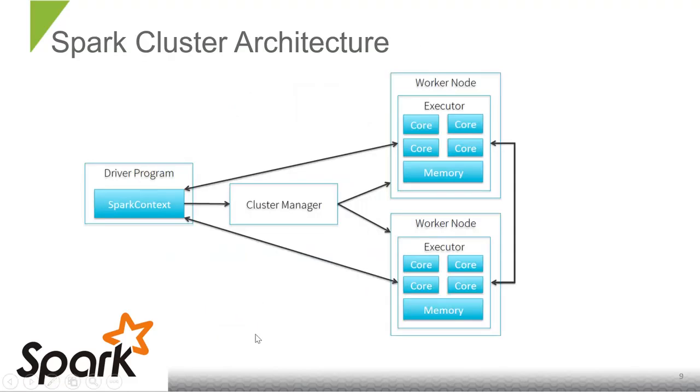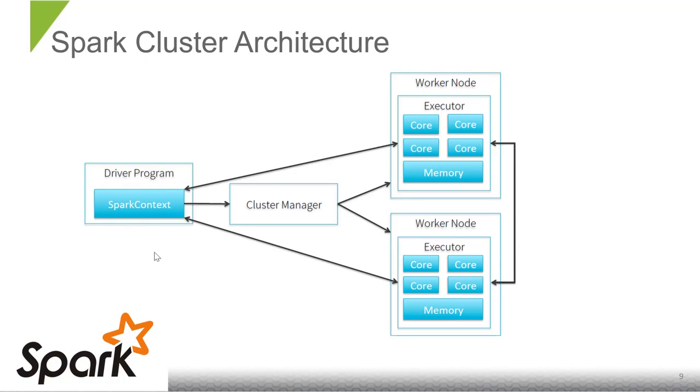So this is a basic cluster architecture for Spark. We have a driver node, and we have multiple worker nodes. Our Spark program will exist on the driver program or driver node, and then the Spark context will be created on the driver program. This Spark context is connected to a cluster manager, something like Mesos or Yarn, to get the resources available from the worker nodes.